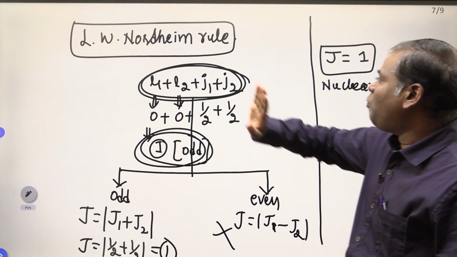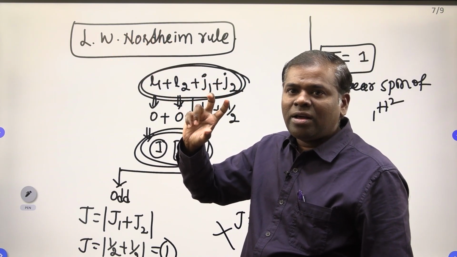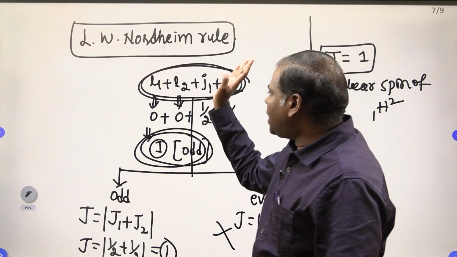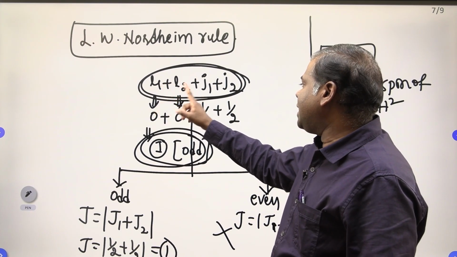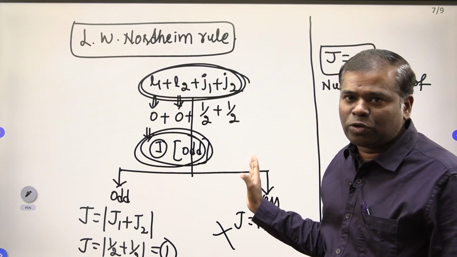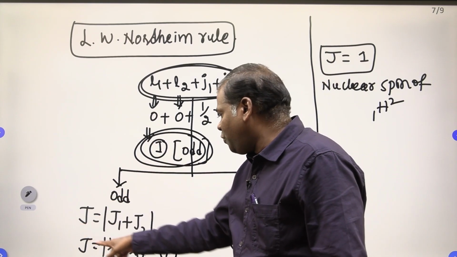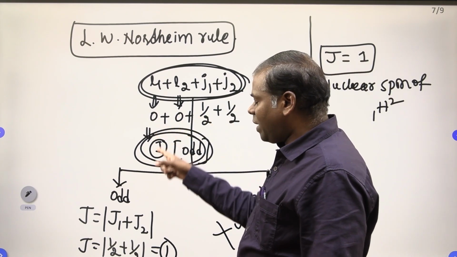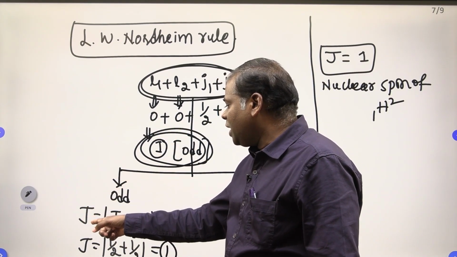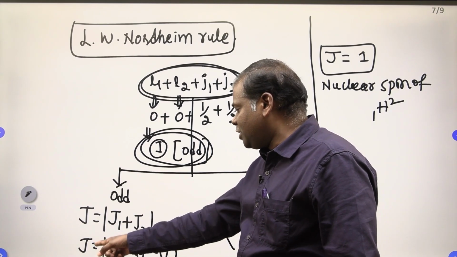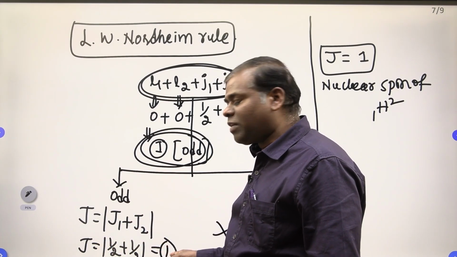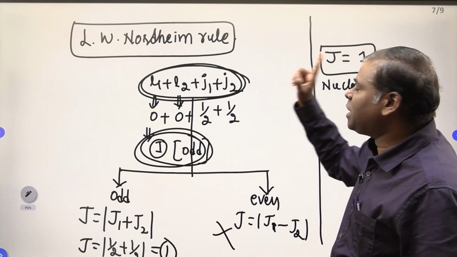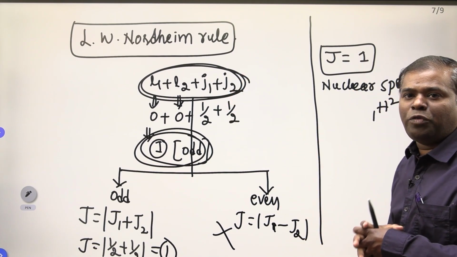Very, very important. If both are odd, we have to follow this rule. What is that rule? The Nordheim rule. In the Nordheim rule, first you have to calculate L1 plus L2 plus J1 plus J2. If you get odd, you go for this rule. If you get even, you go for that rule. We are getting odd, 1 is an odd number. That's why we are following J is equal to modulus of J1 plus J2. Therefore, J is equal to 1 by 2 plus 1 by 2 is equal to 1. Clear? What is the nuclear spin of a deuteron? 1. Next, we have to go for the parity.